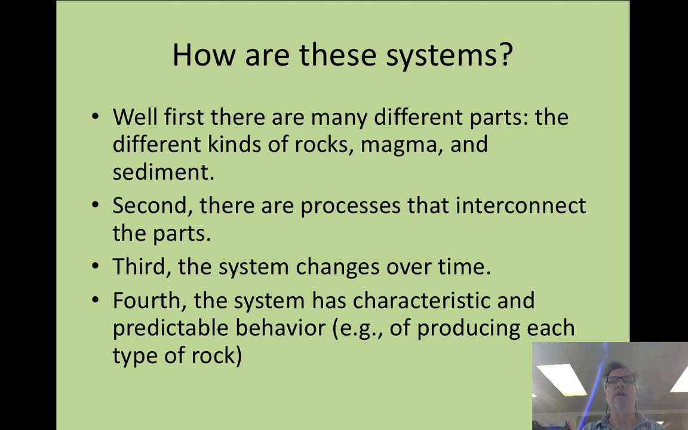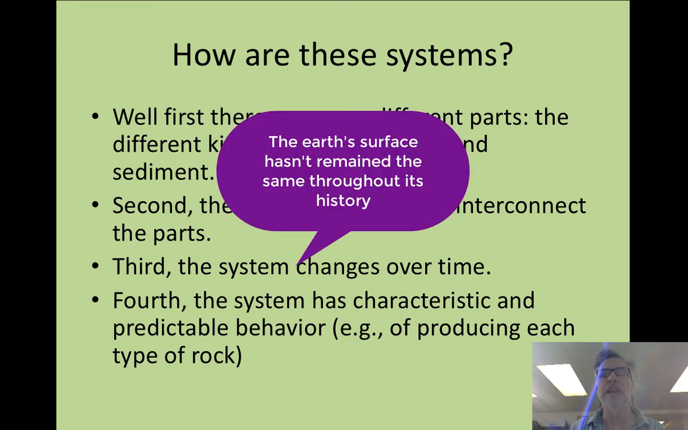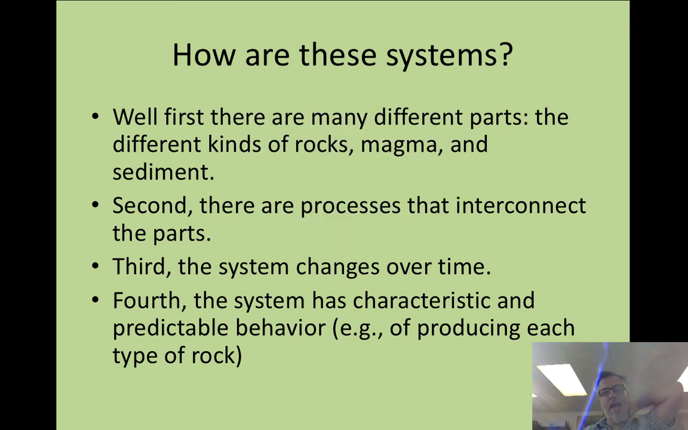Third, the system changes over time. It may be another incredible revelation to some of you that the Earth's surface hasn't looked the same. And I remember when I first learned that the continents hadn't always been where they were. I had actually, as a young child, said, doesn't it make sense that South America and Africa fit into each other? Weren't they once connected? And my teachers laughed at me. No, the continents have always been as they are. Well, it turns out as a 5th grader, I was right. They were wrong. And finally, this system has characteristic and predictable behavior. So predictable behavior is producing each type of rock over time. So that's kind of an amazing thing that we can make predictions about this system.